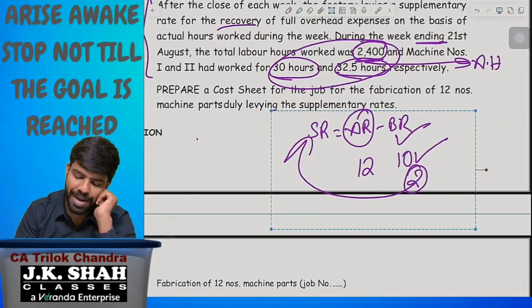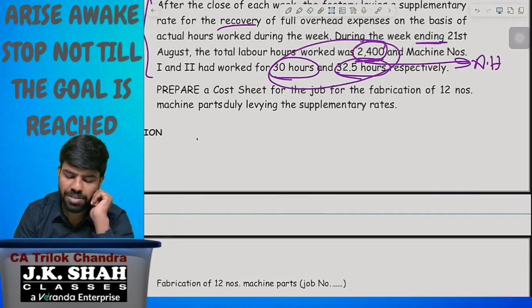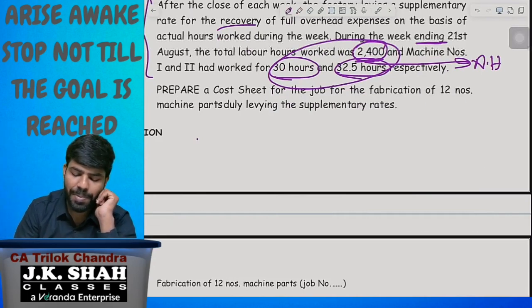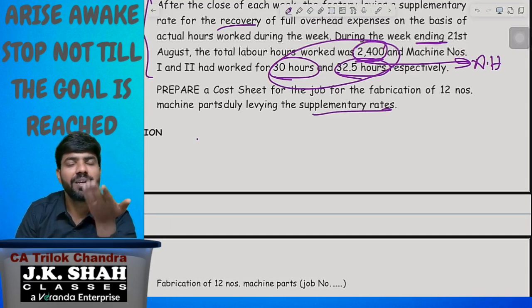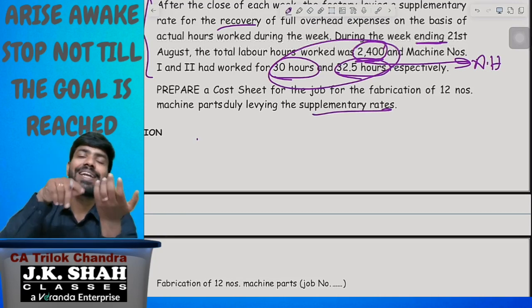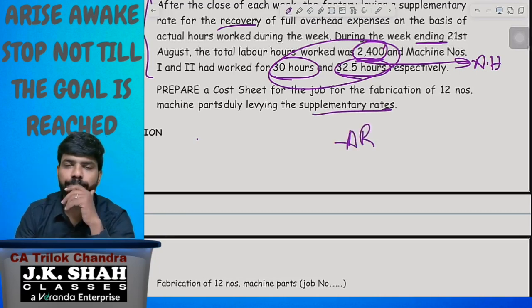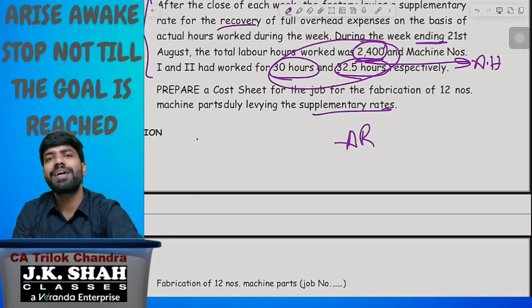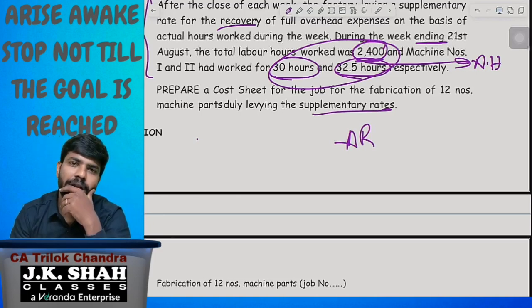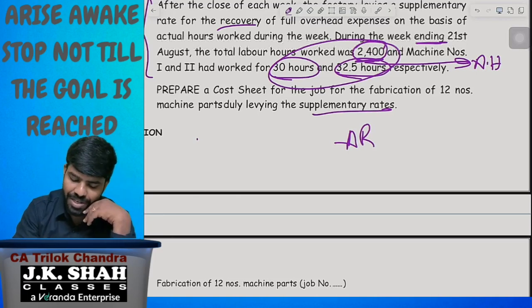Now what are they asking? Prepare the cost sheet for the job for the fabrication of total number of machine parts, duly levying the supplementary rate. Sir, already prepared the cost sheet. I know that they already prepared the cost sheet, but the problem is they are accounting using budgeted rate. Now what we need to do? We need to calculate actual rate. They given the budgeted rate, difference is supplementary rate. Using that supplementary rate, again we need to redraft the cost sheet. Now how to calculate that? Listen to me carefully.